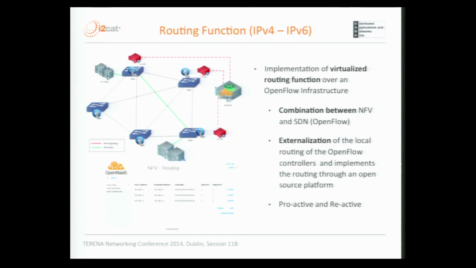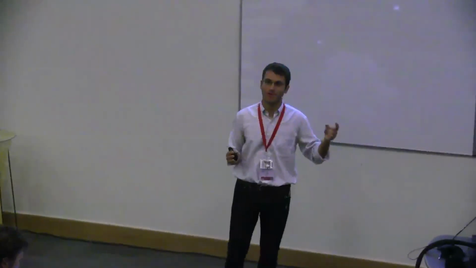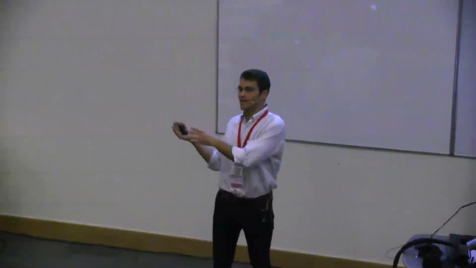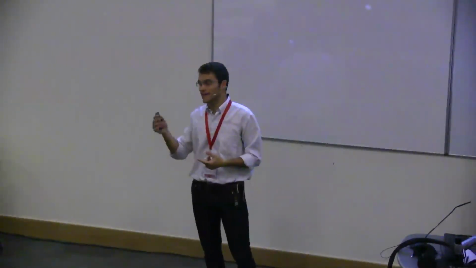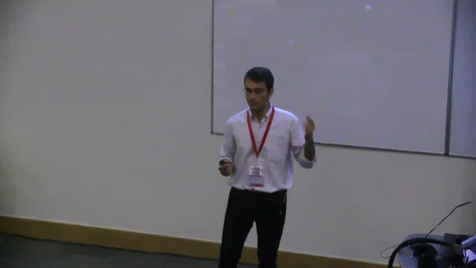Through this externalization or virtualization of the routing function, what we did was try to separate the IPv4 and IPv6 routing traffic. We had one machine responsible for routing the IPv4 packets, and another machine responsible for routing the IPv6 packets in the network.